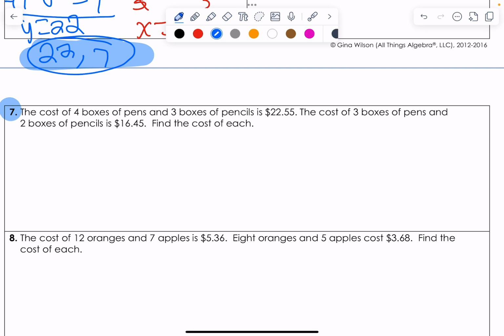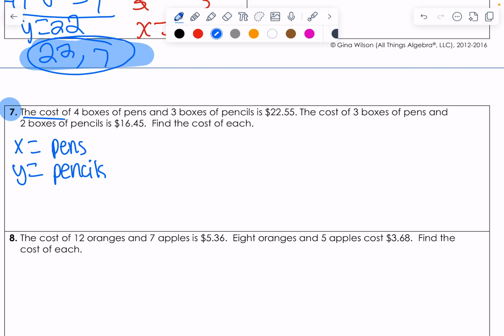So again, let's first start out by defining our two variables. Just for sake, I'm going to say let x equal our pens and let y equal our pencils. Again, you could have picked either one. Those are the two main categories of things they give me, so I'm going to use pens and pencils for my main two categories of x and y.